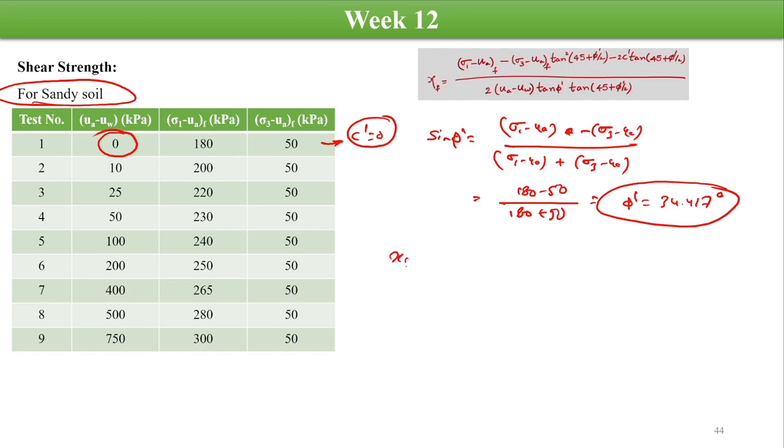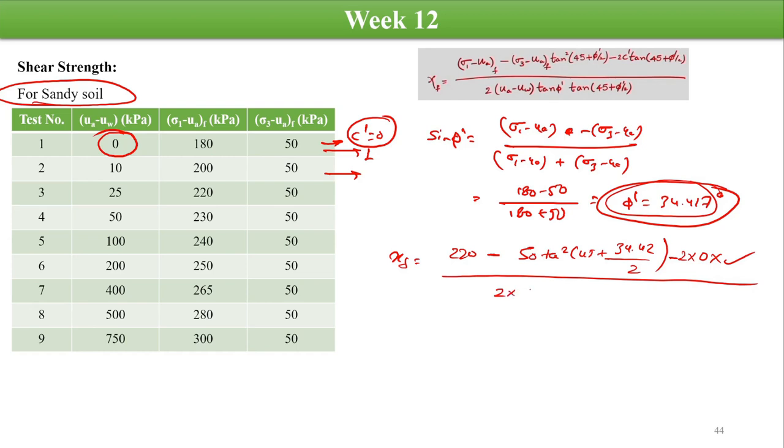Okay, based on this, if we calculate the xi f, for the first one it will be 1. For the second one, if we assume that this phi dash will remain constant and we calculate, then we will get sigma 1 minus ua value is 220 minus sigma 3 minus ua value is 50 tan square of 45 plus 34.42 by 2, and minus twice c dash, which is 0, upon 2 into u minus uw is 10 into tan 34.417, and it will be multiplied by tan 45 plus 34.42 upon 2. Okay, let's calculate this one.